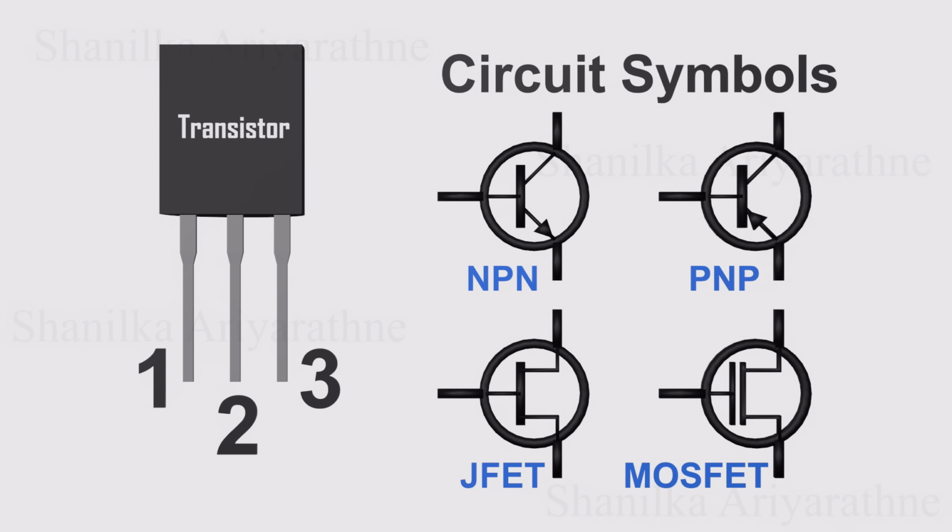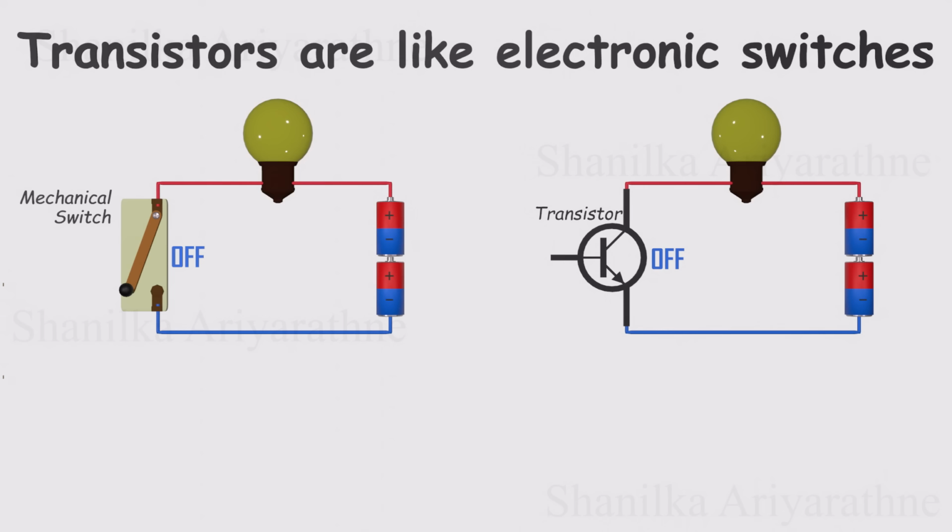When you look at a circuit diagram, you'll often see these symbols representing different types of transistors. They all follow the same basic shape, but with a few key differences depending on the type. Don't worry, we'll walk through exactly what each symbol means in the sections ahead. At their core, transistors work like electronic switches.